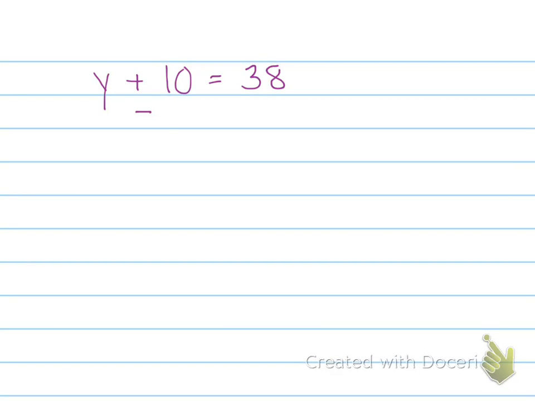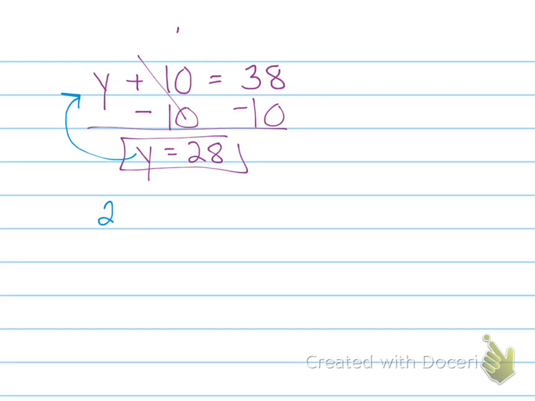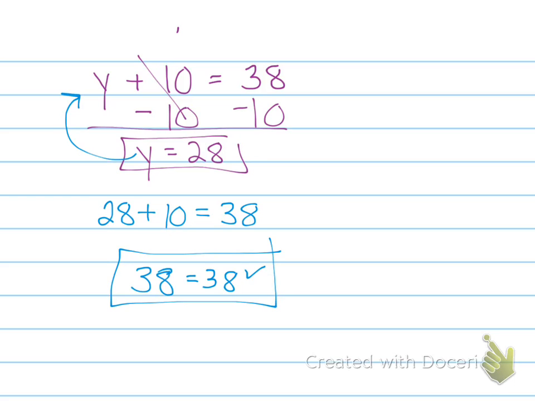Very good. So I need to subtract 10 from both sides. That gets my 10s to cancel. And y equals 28. Very good. And when I plug in 28 back into the original, is it true that 28 plus 10 is 38? All right, so 38 equals 38, and it checks out. Who got that right? All right, awesome. We're off to a good start.